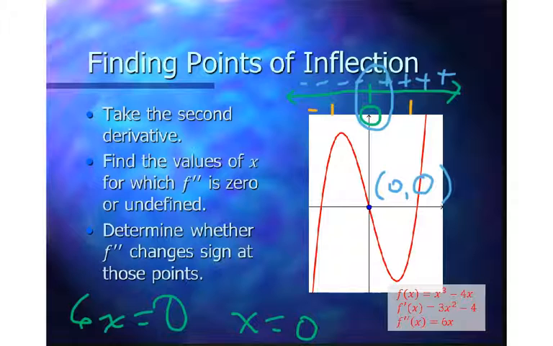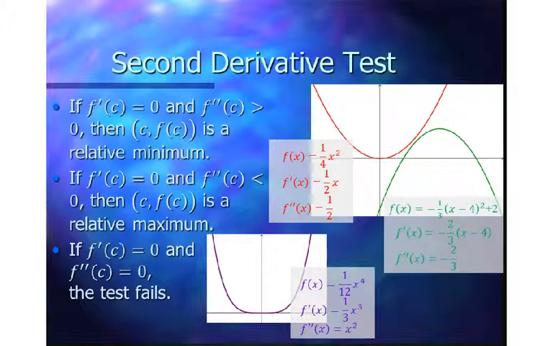Okay. There's one other important thing we can do with the second derivative, and that's called the second derivative test. Just like the first derivative test, the second derivative test is to help us find relative extrema. And so what we'll see is if f prime, that is, if the first derivative is equal to 0 and the second derivative is greater than 0, then that point where that occurs is going to have to be a relative minimum. So let's look at this red graph.